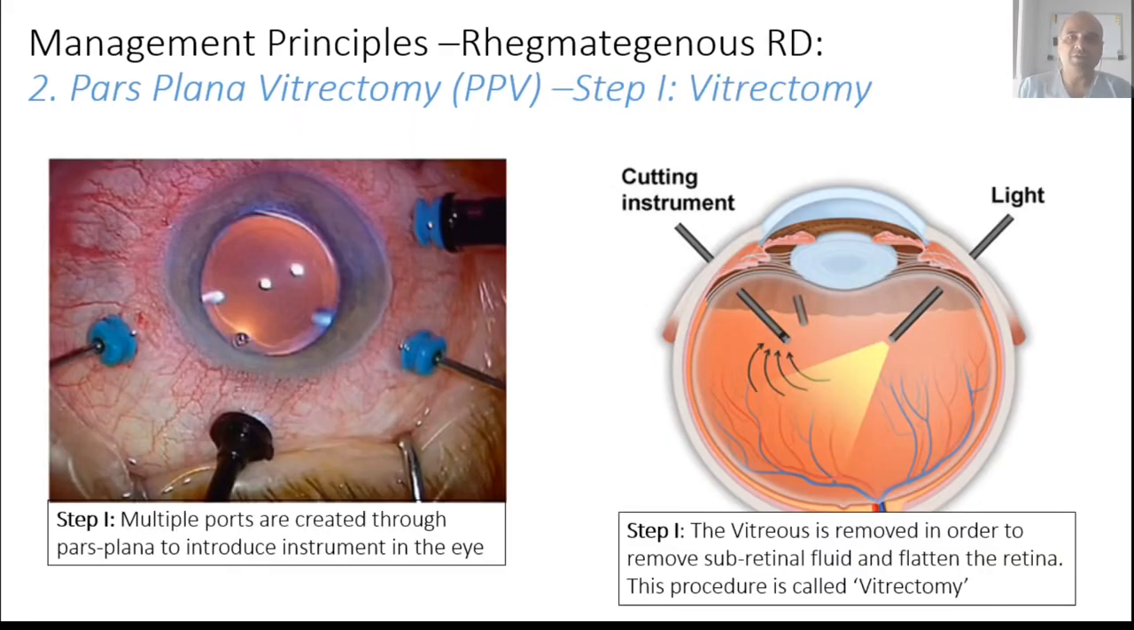This is how the various instruments enter through the pars plana. We have an illuminator so that the surgeon can see what's happening in the eye. We have an infusion line that keeps the eye inflated as the vitreous is being cut, so it remains an eyeball and doesn't collapse. And we have a vitreous cutter, the vitrector, which is cutting away the vitreous.